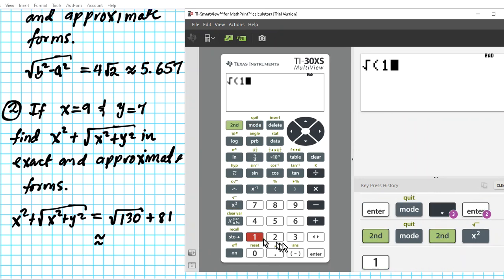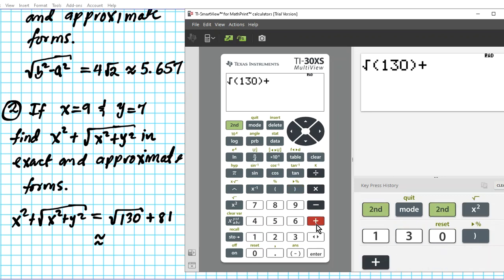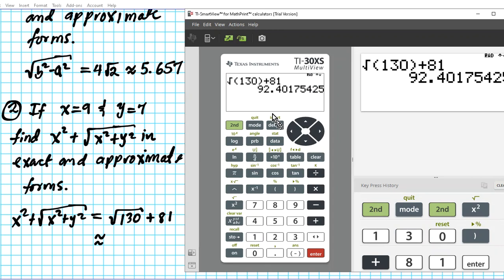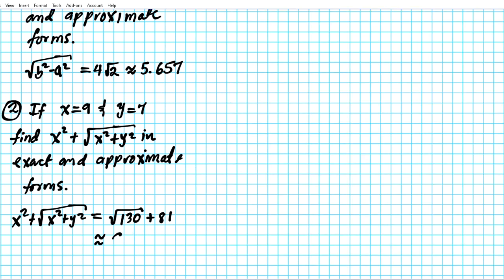So root 130 plus, close the parentheses, plus 81. Enter. Bam. It gives us the answer in approximate form. So 92.402 to 3 decimal places. And there you have it.